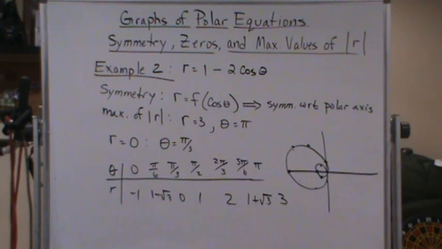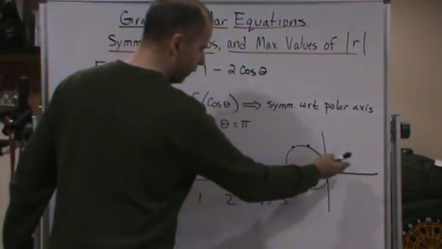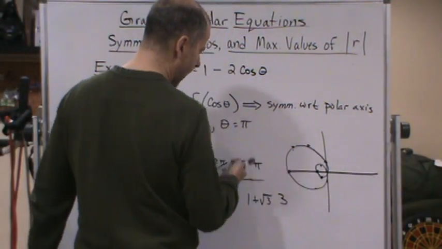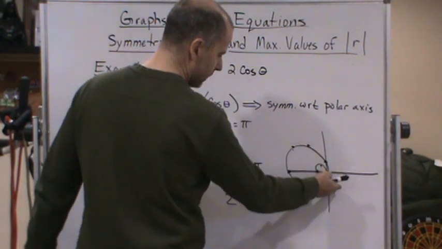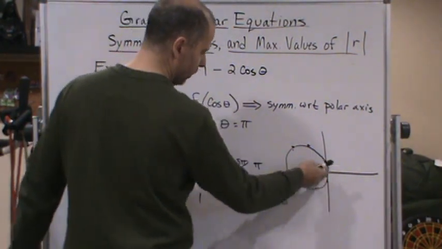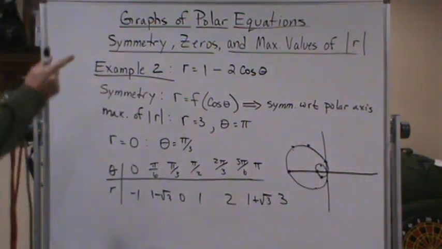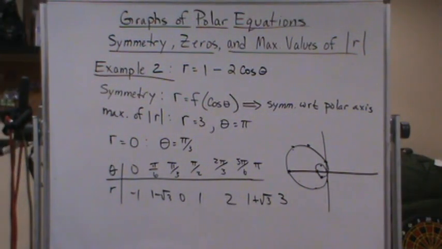Okay? If it was sine, we know it would be symmetric with respect to the line pi over 2. So here it's going horizontal. If it was sine, it would be going up and down. So whether the inner loop is on the bottom or the top, that might determine something else.